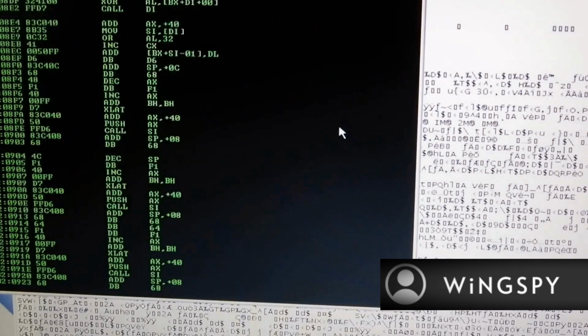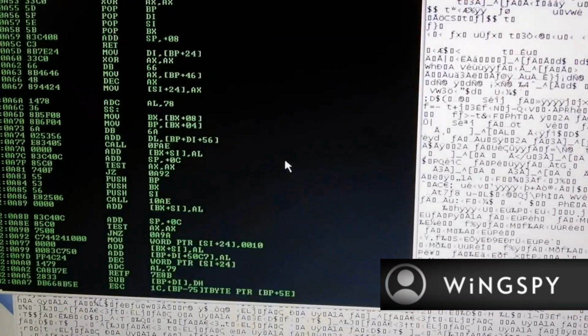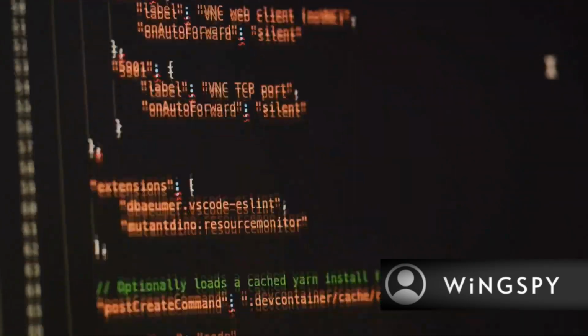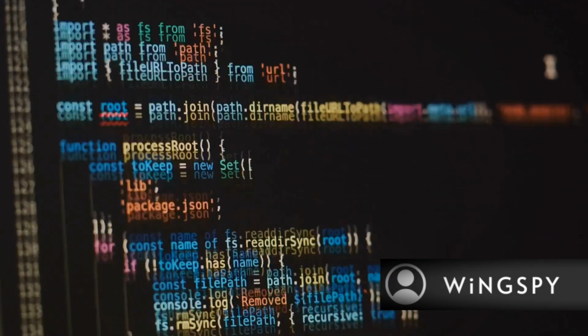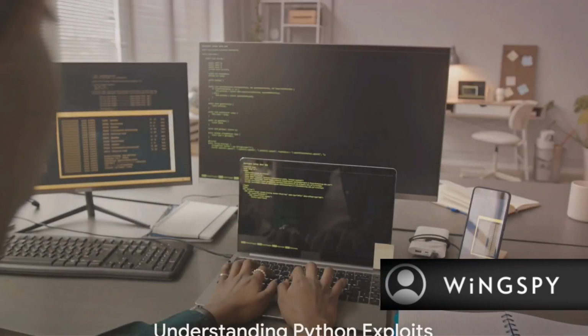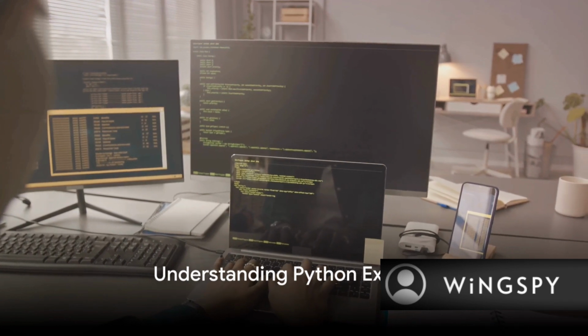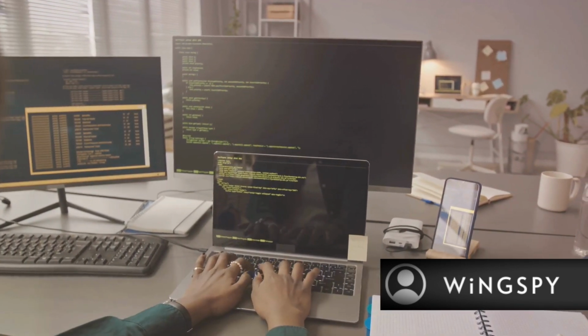But fear not, because today, we're embarking on a journey to uncover the intrigue of Python exploits. So, are you ready to delve into the world of Python exploits and learn how to identify and exploit a common Python vulnerability? To understand how to exploit Python vulnerabilities, we first need to understand what they are.